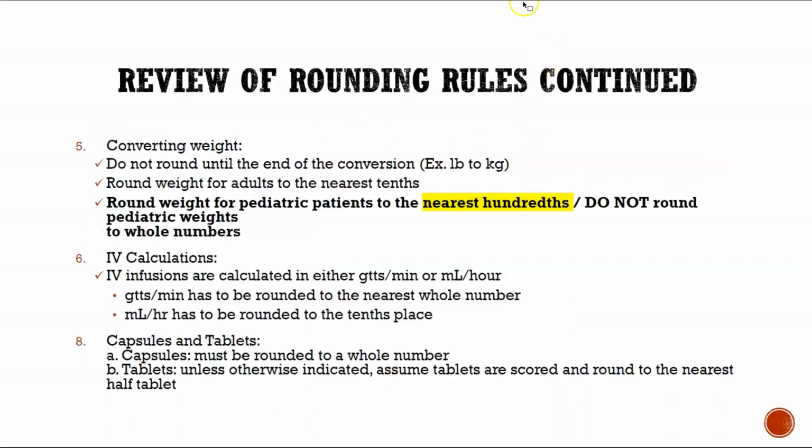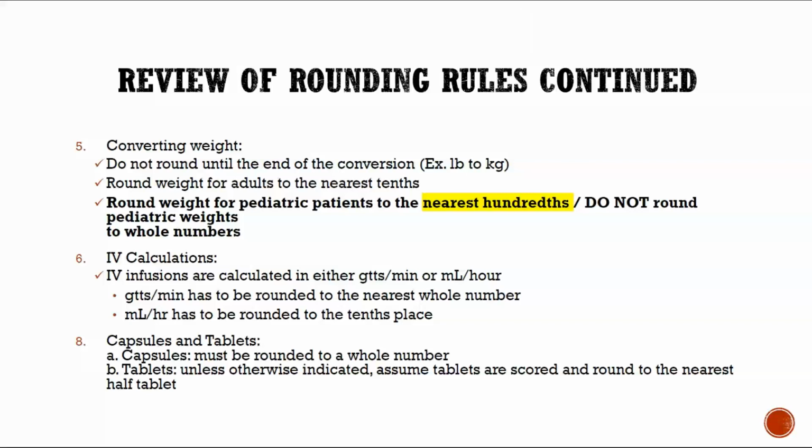Number 5, when converting weight, remember to not round until the end of the conversion. For example, if we're trying to convert pounds to kilograms, we round the weight for adults to the nearest tenths. However, when it comes to pediatric patients, round weights to the nearest hundredths. Do not ever round pediatric weights to the nearest whole numbers.